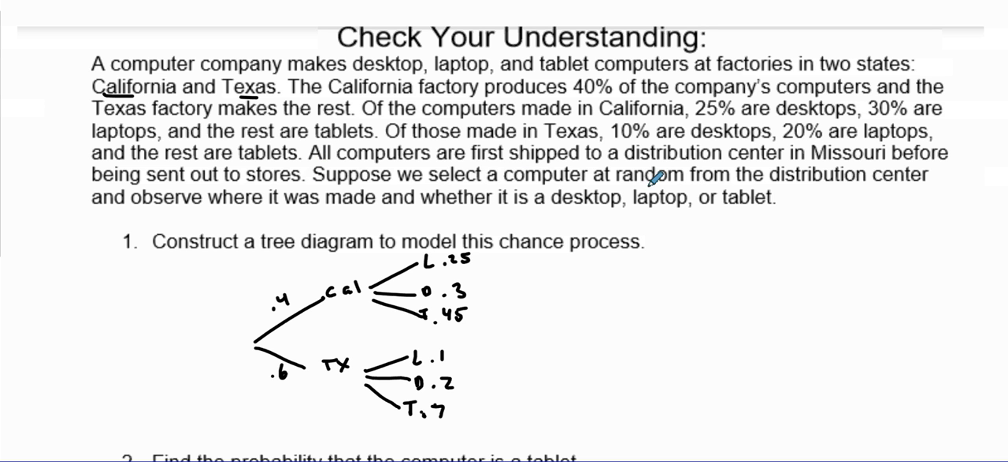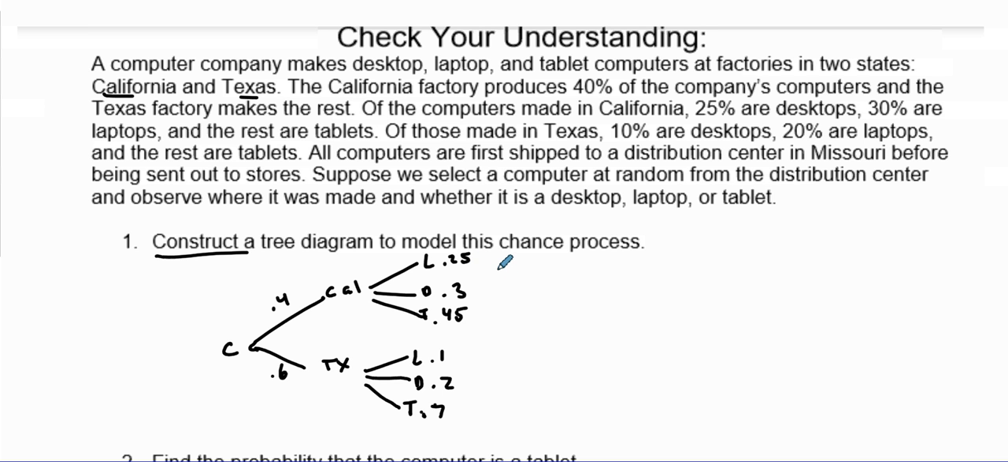Suppose we select a computer at random from the distribution center and observe where it was made. We want to construct a tree diagram, and I just did that as we were going through. So as we have a chance process, we have some sort of computer, and they either are made in California or Texas. 40% in California, and of these 40%, we know laptop, desktop, and tablets. That's what we have there.